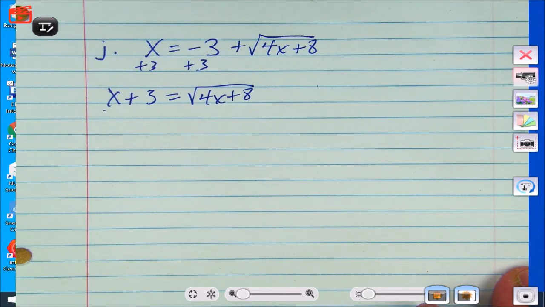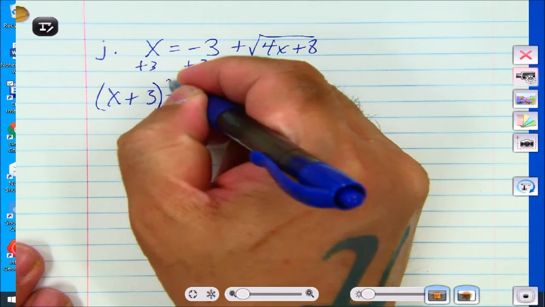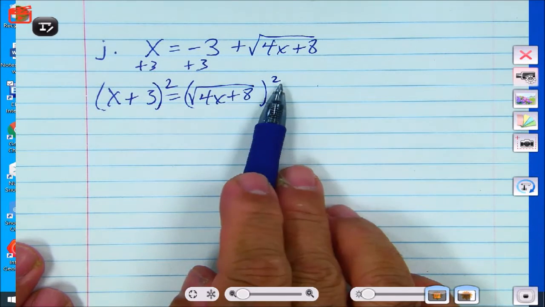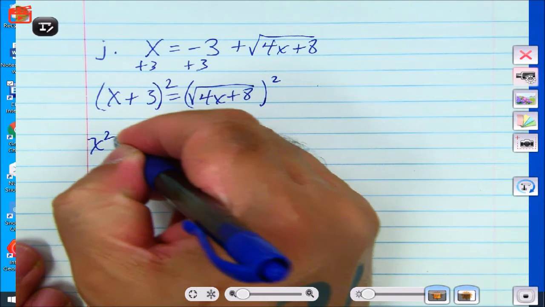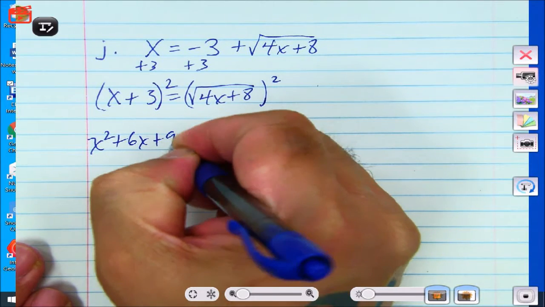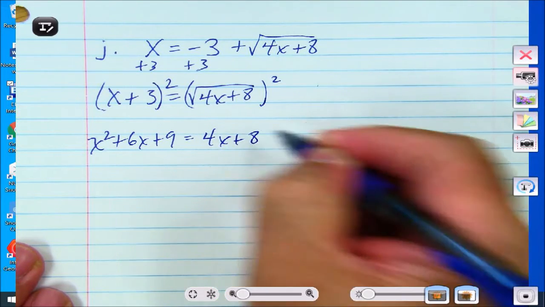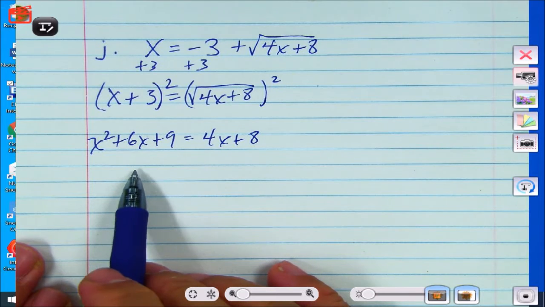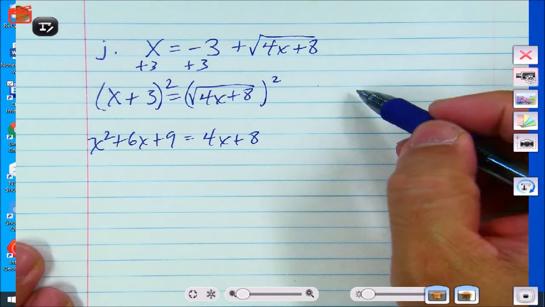No. Alright. Now, once you get here, you're going to square both sides to get rid of the radical. I am getting rid of the square root by squaring it. So on the left side, it turns into x squared plus 6x plus 9 equals, and then the right side is just 4x plus 8. Was your question about how did I get x plus 3 squared to turn into x squared plus 6x plus 9? Yes. Alright. So I'm going to write that over here on the side.